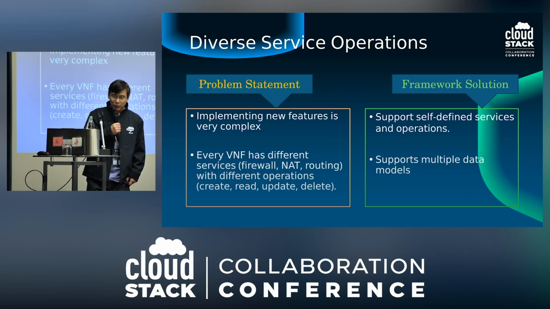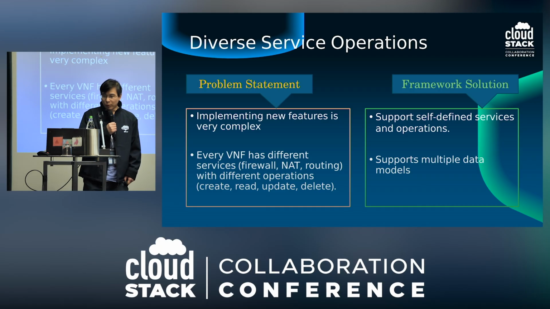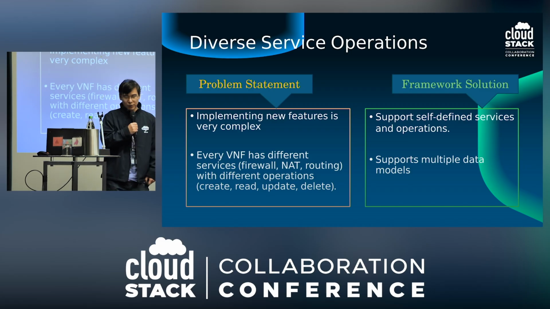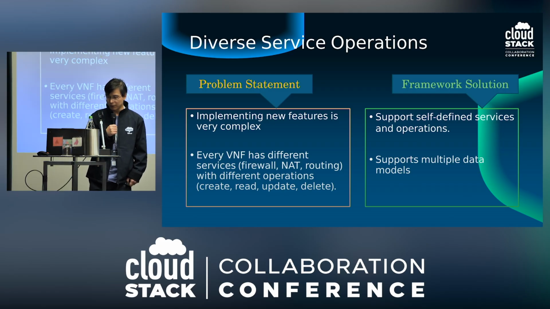Since I have shown there are several popular router OSs which can be used as the VNF appliance, each VNF appliance has different services, different operations, and different access methods. Some use command line, some use API, and the responses are also different. So we want to support self-defined services and operations, and also multiple data models. It will be much easier for operators to support different VNFs.